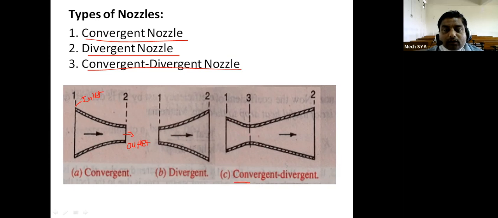So first of all, from the inlet up to the third section we are considering, the area goes on decreasing towards the center, and afterward from the third section to the outlet it goes on increasing. So this acts as the convergent portion, and this is the divergent portion. Where the area of the nozzle is minimum, that third section is called the throat of the nozzle, where the cross-sectional area is minimum. Okay, so everybody got this? So this is convergent nozzle, divergent nozzle, and convergent-divergent nozzle.